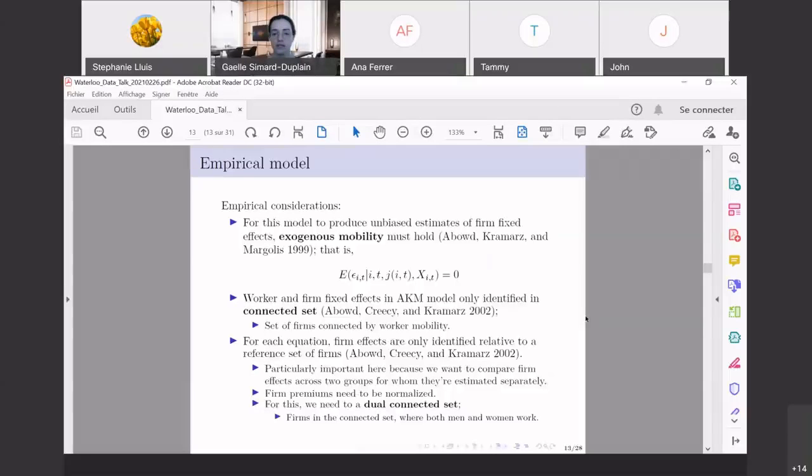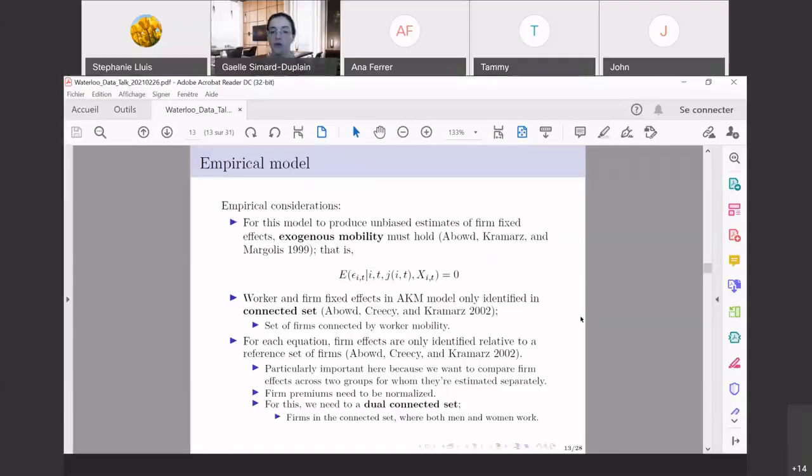It's a well-established assumption. It goes back to the original AKM paper in '99. It's been debated. Many people have looked at it. There's not much new there, but it is there. Another thing to keep in mind is that worker and firm fixed effects are only identified in what we're going to call a connected set, right? So essentially a set of firms that are connected by worker mobility.